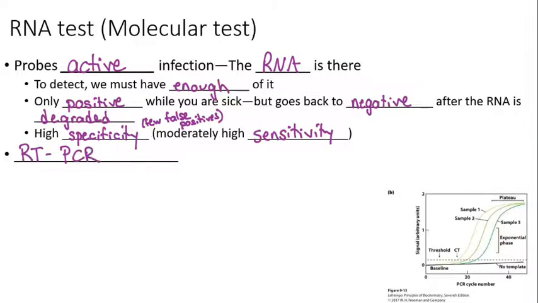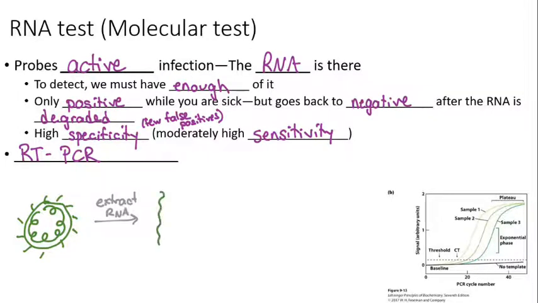We use a method called RT-PCR, and this method works by first extracting the RNA from your cells. So the coronavirus has this RNA. It infects your cells and makes your cells make that RNA. So as long as your cells are infected with the virus, they contain the viral RNA that we extract. So we extract the RNA.